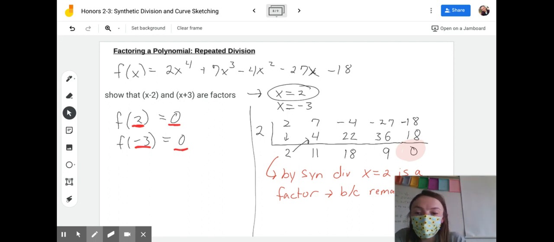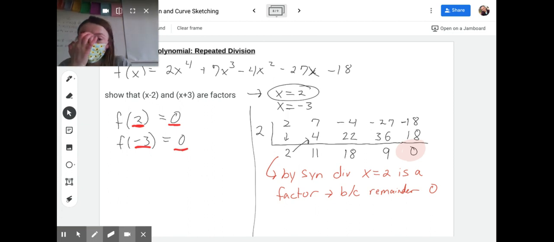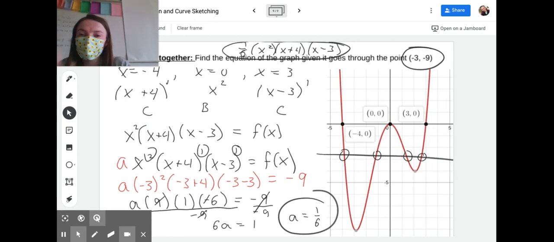One other way that I showed the class how to do this is to use synthetic division. So if I synthetically divide this equation by one of the factors, I think I picked 2, I should get a remainder of 0, which I did. Technically, we were supposed to check it for the other one, but we were running a little bit low on time, so we didn't. Okay, next thing we talked about.